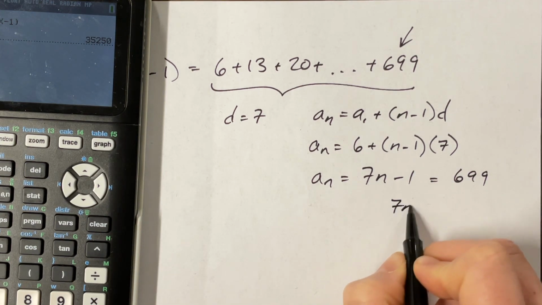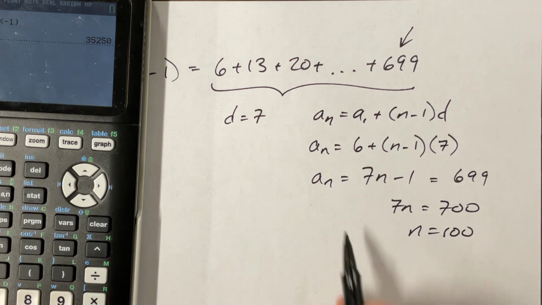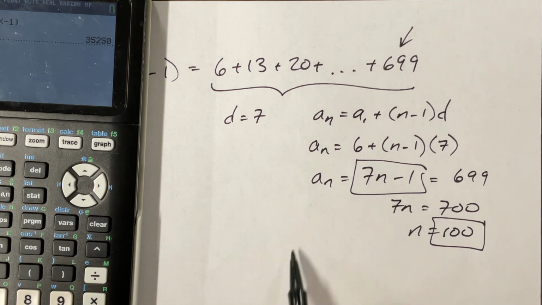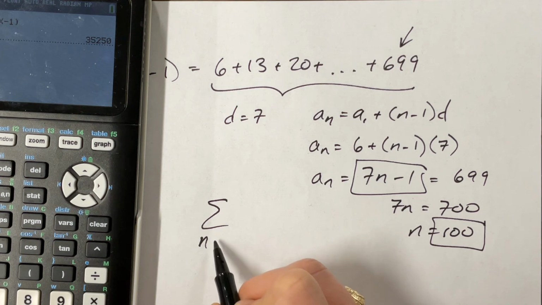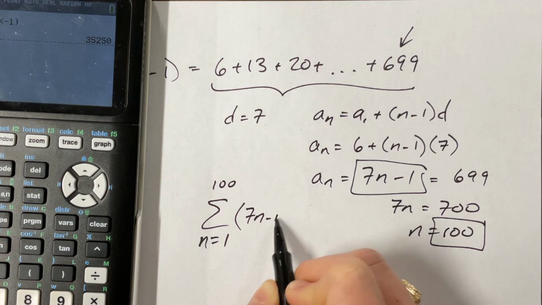Add 1, 7n equals 700, and then n equals 100. Now that I know this, I know my formula, I know my total number of terms, and I know that I used that first term. I could say, okay, it's the sum as n goes from 1 to 100 of, don't forget the parentheses, 7n minus 1.